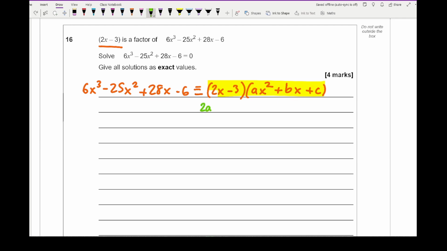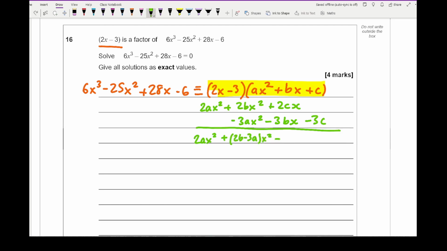So what we end up with is 2ax cubed plus 2bx squared plus 2cx. Then multiplying everything by minus 3, we get minus 3ax squared minus 3bx minus 3c. And then adding all of that together, we get 2ax cubed plus (2b minus 3a)x squared plus (2c minus 3b)x minus 3c. I've just factorized the terms with x. If you write it as a long list, that's not a problem.